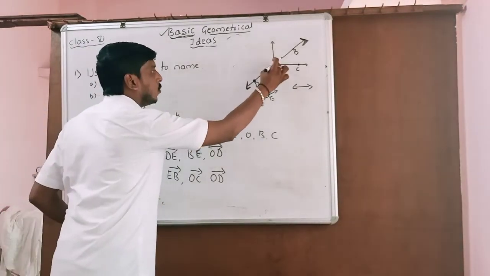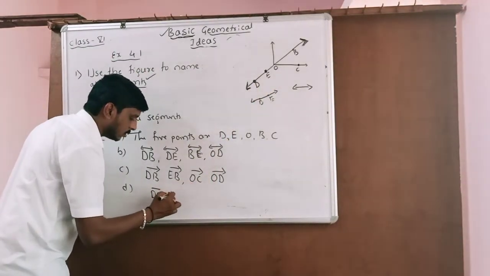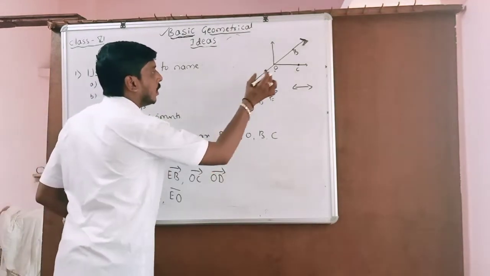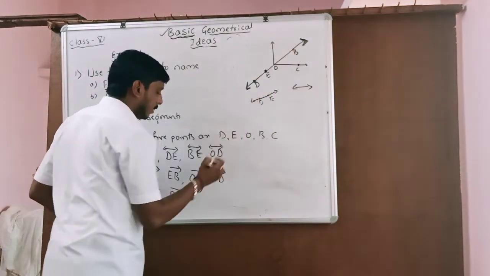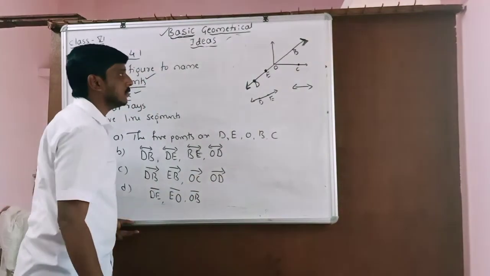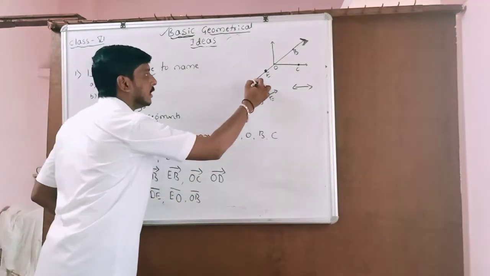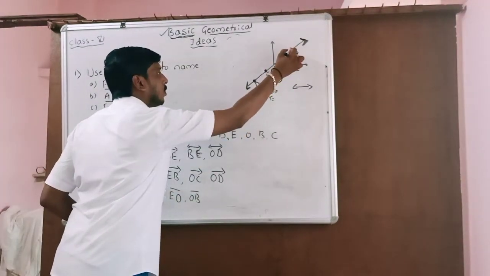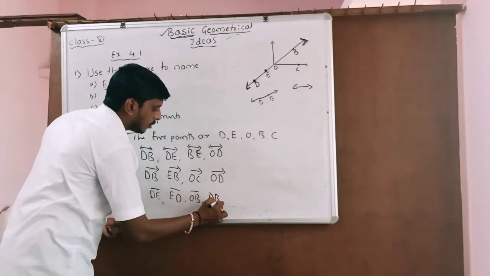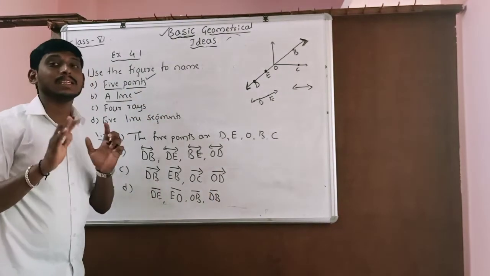Next E to O. This is one line segment. And here O to B. This is a line segment. And I will write D to B. This is also two endpoints. D to B. So this is our imagination.